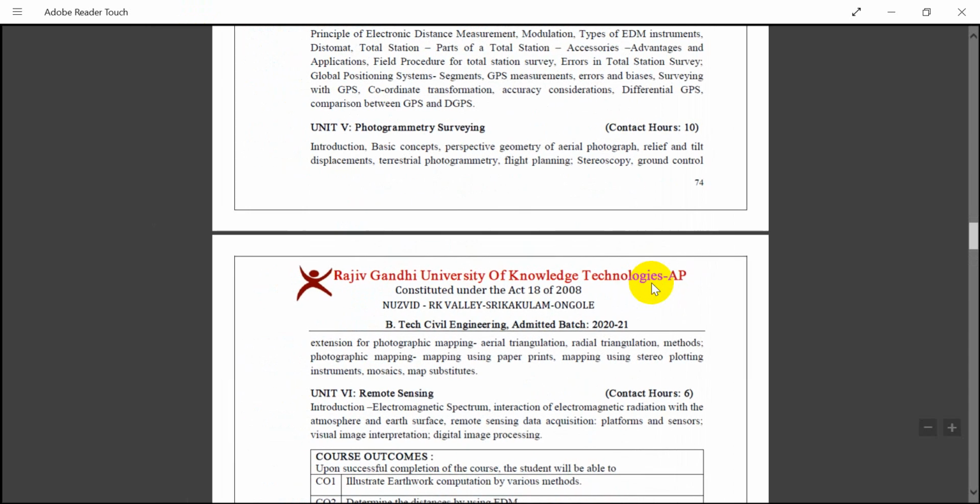See, photographic surveying: introduction, basic concepts, perspective geometry of the aerial photograph, relief and tilt displacement. He put only one line, tilt displacement. But how can we cover tilt displacement directly without knowing the tilt photograph? What is the tilt scale? What is a tilt photograph, tilt scale, everything we have to discuss. But he directly gave the tilt displacement. To know tilt displacement, we have to discuss tilt photographs. The diagrams you can't understand directly in one or two lines.